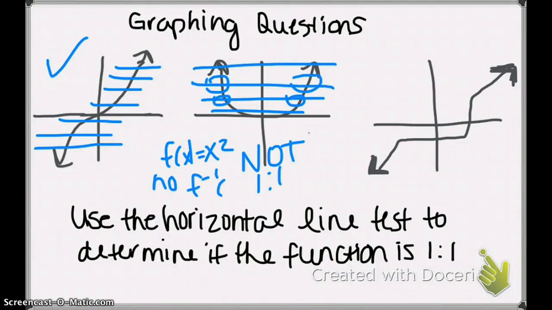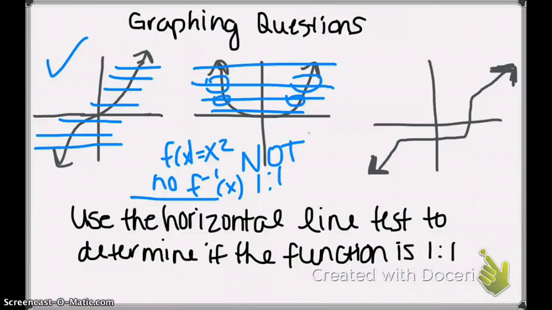And because it's not a one-to-one function, it also does not have an inverse. So that might be a question you would see: determine whether these graphs are one-to-one functions, or determine whether these functions have an inverse function. In this middle one here, x squared is in fact a function, but it does not pass the horizontal line test, so it does not have an inverse function.